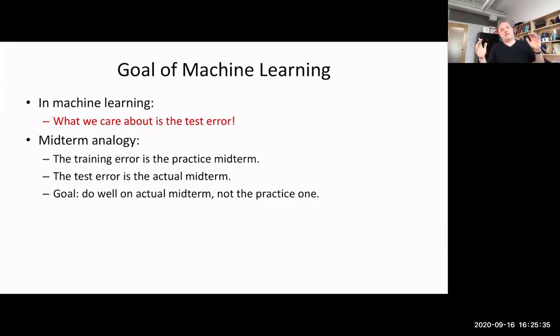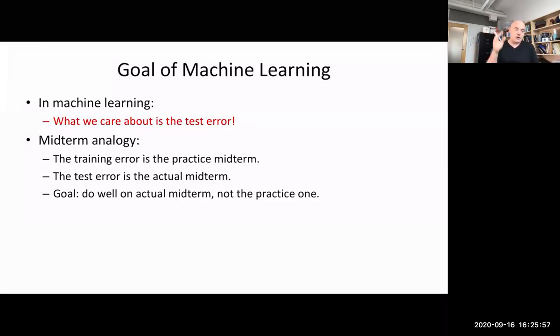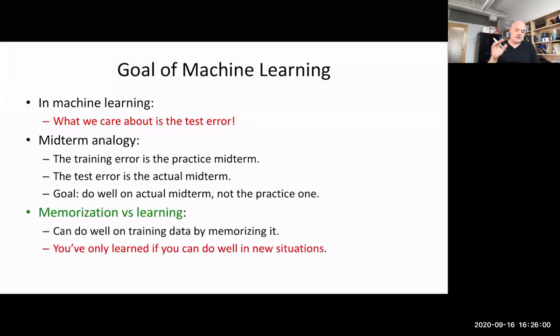If you all are starting to worry about the midterm, maybe you have some access to some practice midterms and you work on those, and you try to minimize your training error on those midterms, like you work really, really hard, right? And then you actually go off and take the midterm. The test error is the actual midterm. You don't have the answers, you don't know what grade you're going to get until you actually do it. The goal is, of course, to do well on the actual midterm, not the practice one.